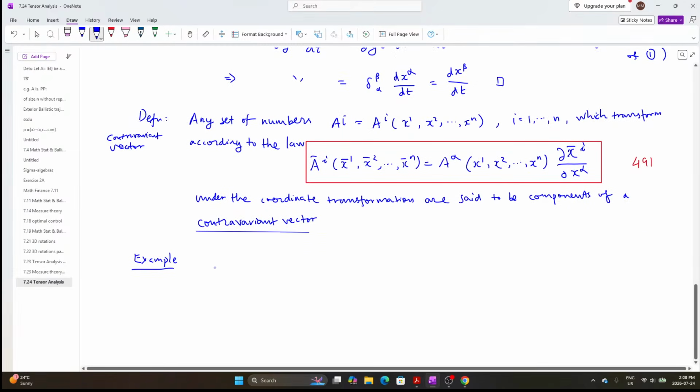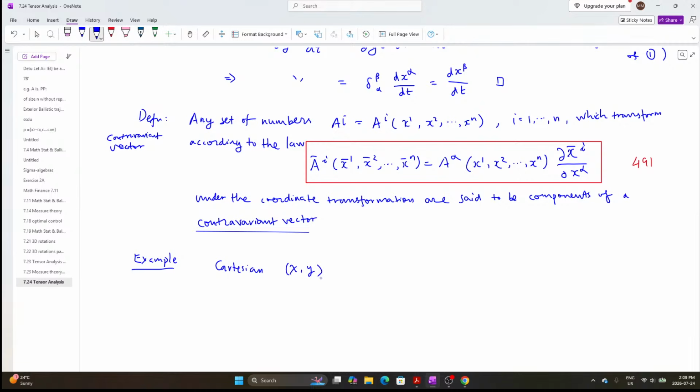Let's take a look at the following example. Just look at the circle. So you have two coordinate systems, Cartesian and polar. The perfect setup to verify what we just did. Cartesian coordinates x y. And you know what? Let's adopt the notation x1, x2, and the bar coordinates. So the Cartesian is x1, x2. And you also have the polar coordinates, which are x bar 1, x bar 2.